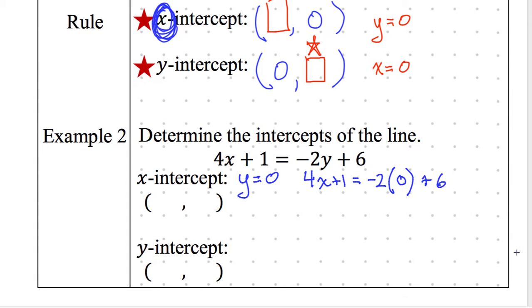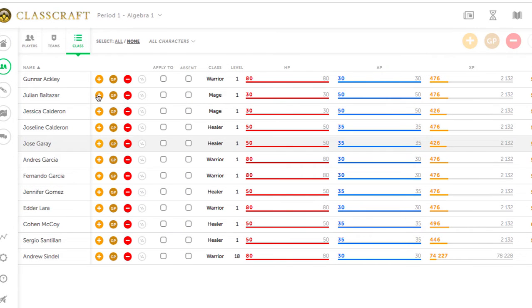When I solve for x, negative 2 times 0, everyone shout that out. Negative 2 times 0 is 0. Plus 6 is 6. So 6 is equal to 4x plus 1. For your participation point, what do I need to do to both sides to solve for x? What's my next step, Jose? Minus 1 on both sides. Now I have 4x is equal to 5. Thank you, Jose, you can turn in your card.